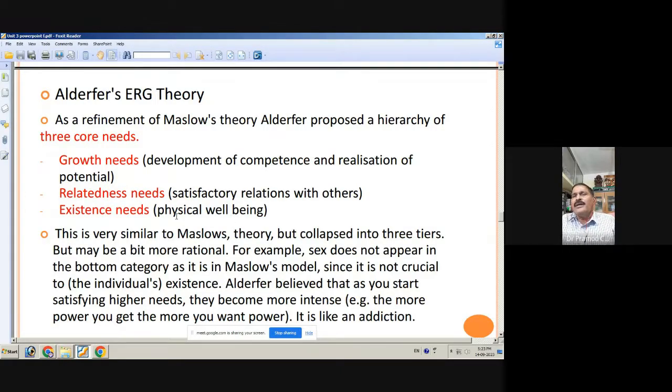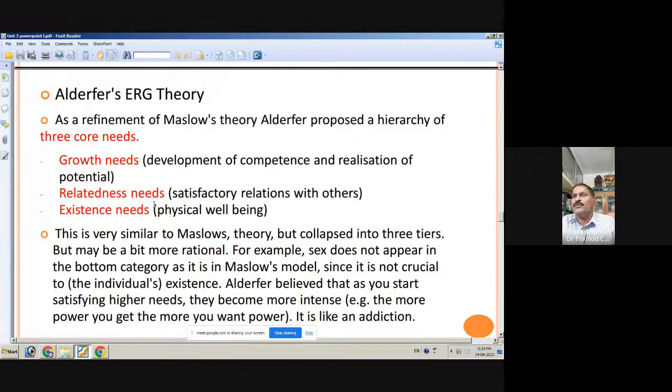Then relatedness needs, that is, satisfactory relations with others. That is related to personal and family relationships, where we get social recognition, social love and attachment. So first the existence need, then the relatedness need, and then growth needs. Growth needs means when we satisfy the other needs, then we are able to develop our potentialities. That is very intrinsic by nature.